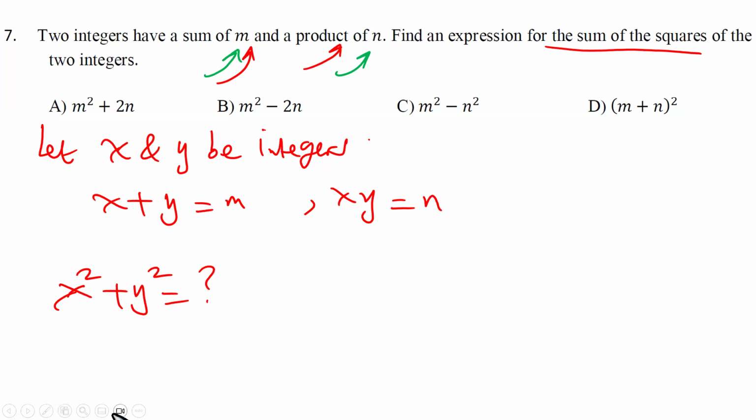What are we able to achieve here? There are little tricks, but never mind. We need to solve for x and y. These are like simultaneous equations. There are too many ways to solve for x and y. Let's make x the subject here. We have x equals m minus y, call it the first equation.